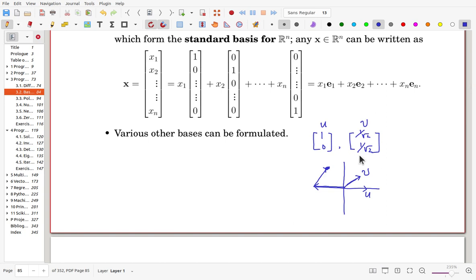In this way, you can formulate various bases for a given space. But we'll deal with this a little bit more later in chapter 6.